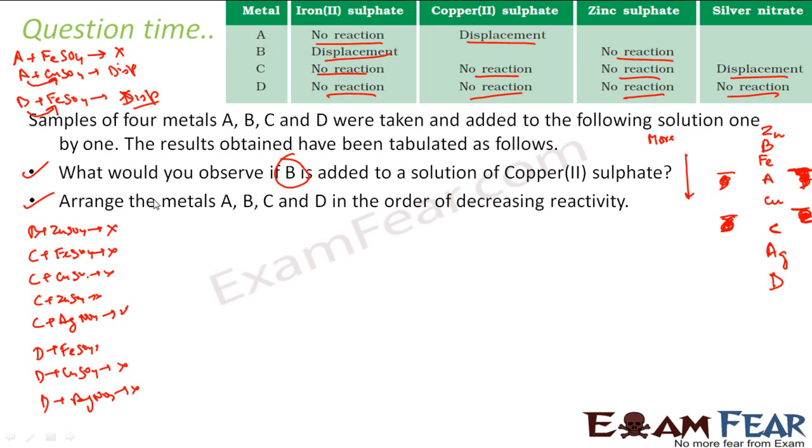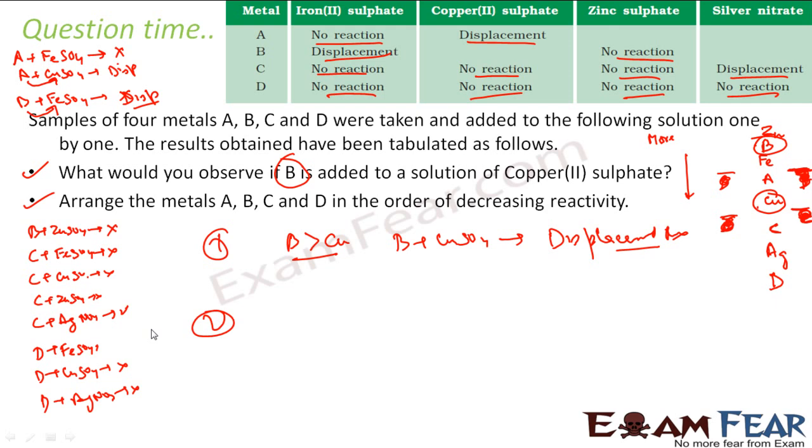Now the question is, what will you observe if B is added to copper sulfate solution? If you see, B is more reactive than copper. That means if B is added to copper sulfate solution, there will be a displacement reaction. Why? Because B is stronger. The first part is done.